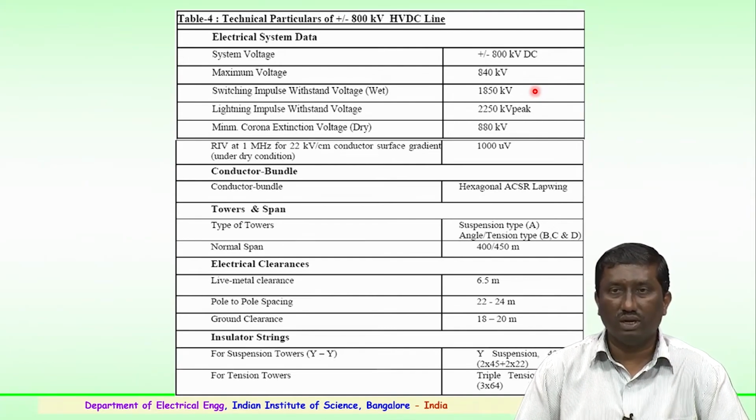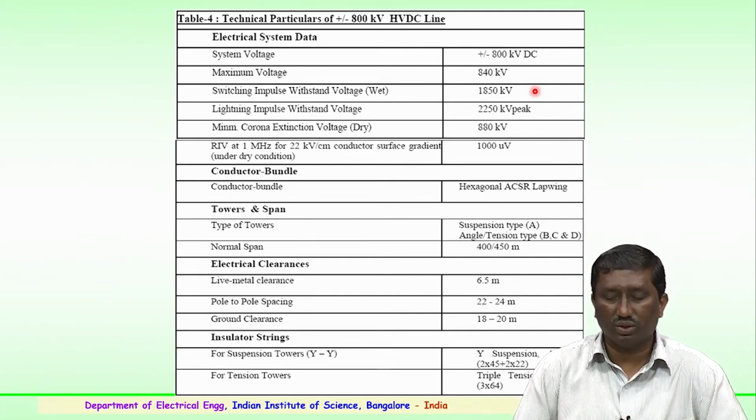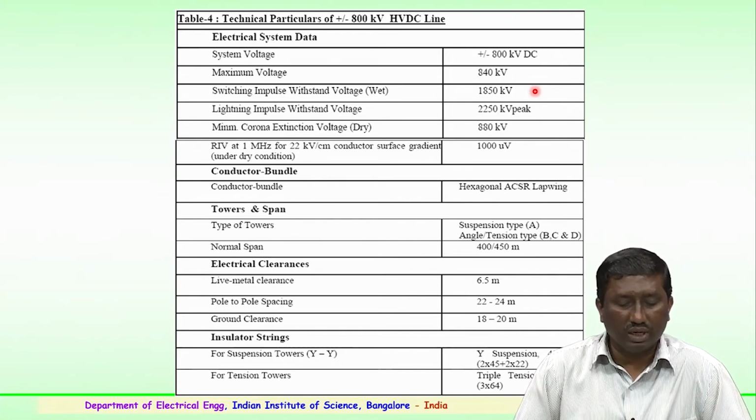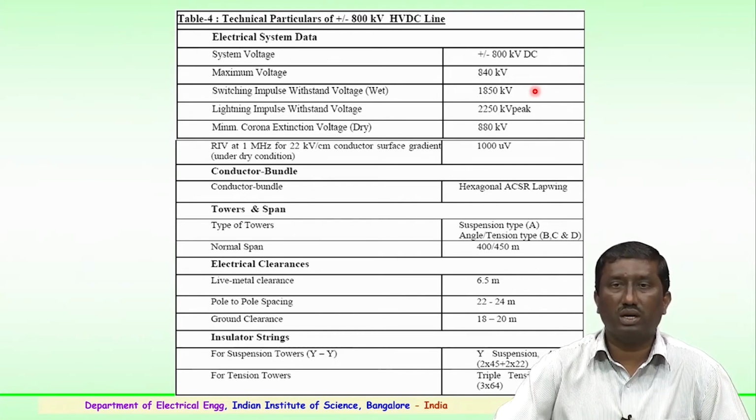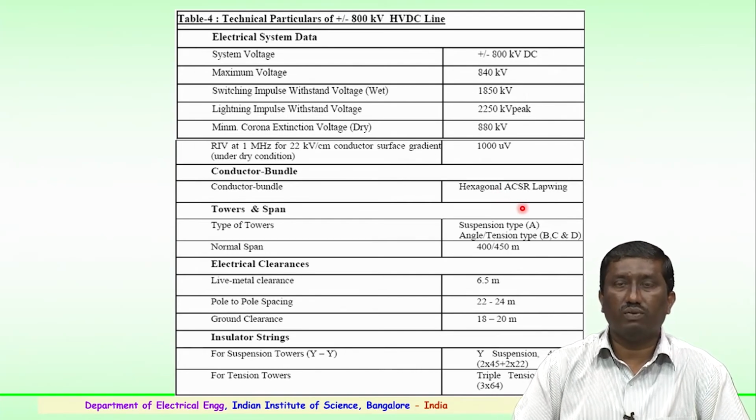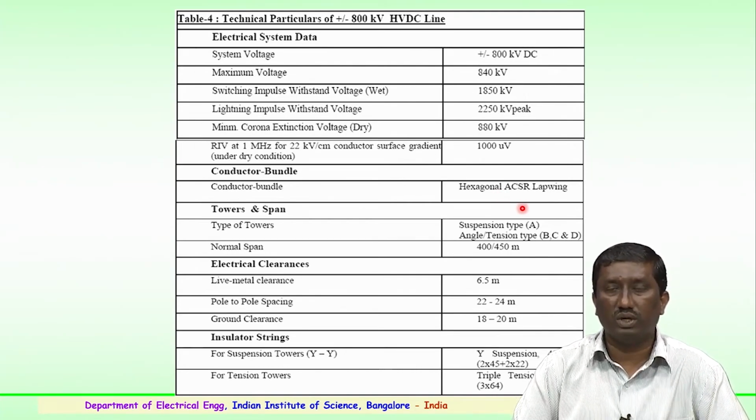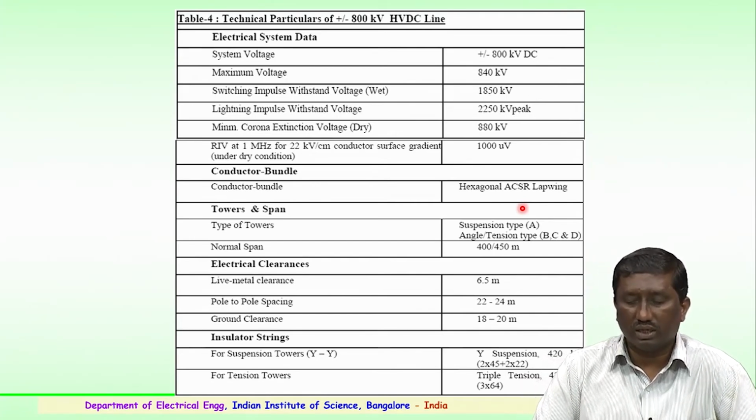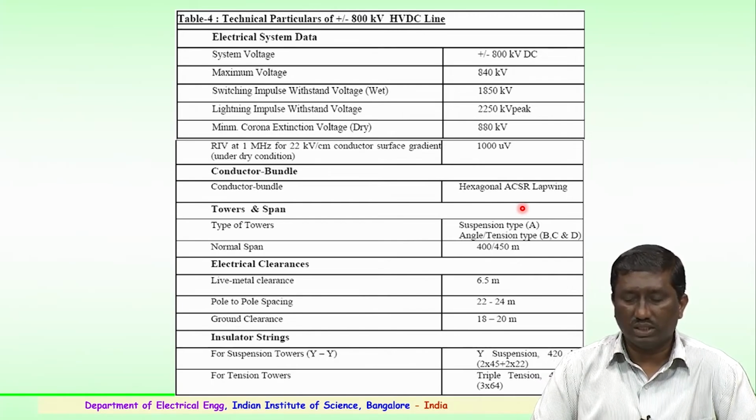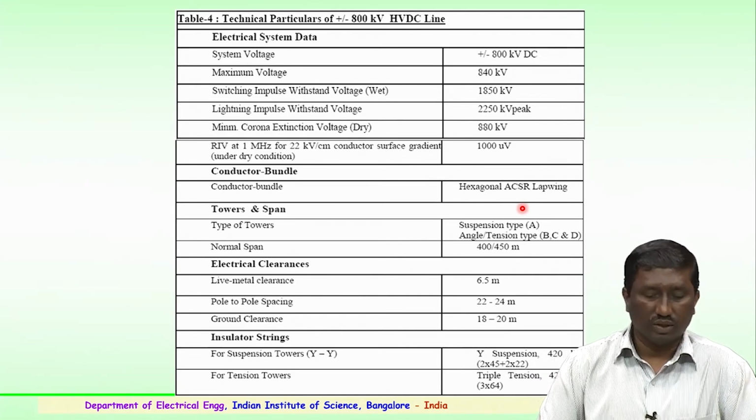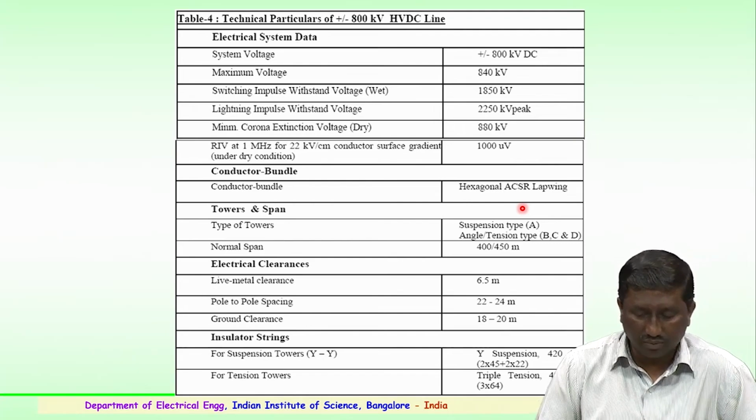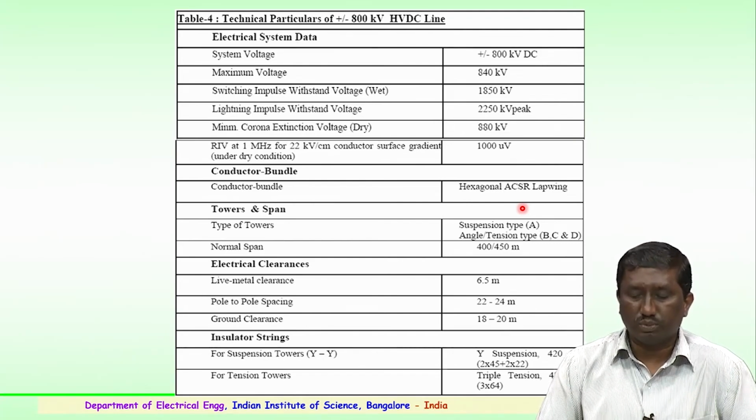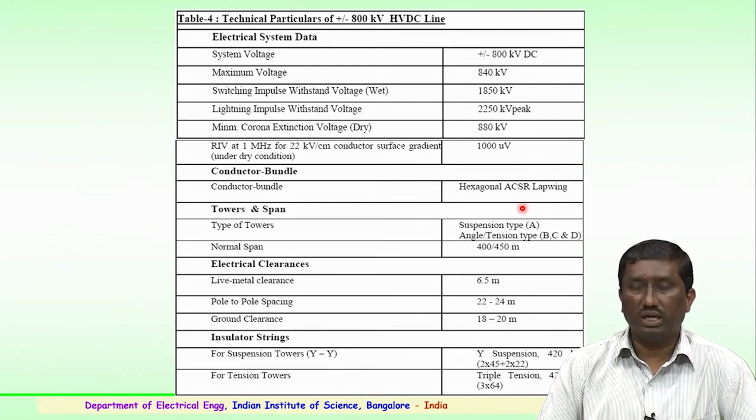As the voltage level increases, the radio noise is again restricted to 1000 microvolts. The conductor bundle employed is hexagonal, consisting of aluminum conductor steel reinforced. Lapwing is a 38 mm diameter conductor, and the hexagonal bundle is 6 conductors of ACSR Lapwing. The types of towers employed are suspension configuration A, and for tension B, C and D are adopted for the 800 kV HVDC line.